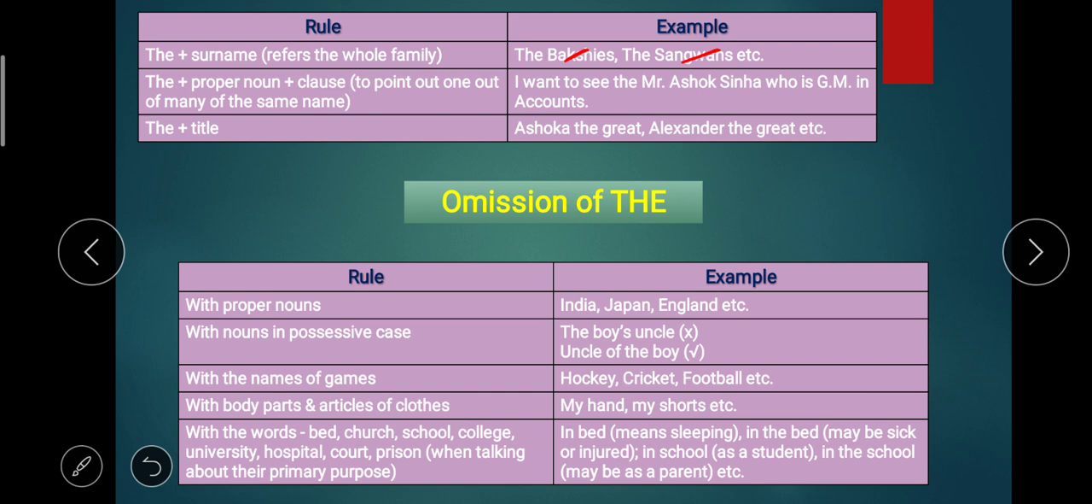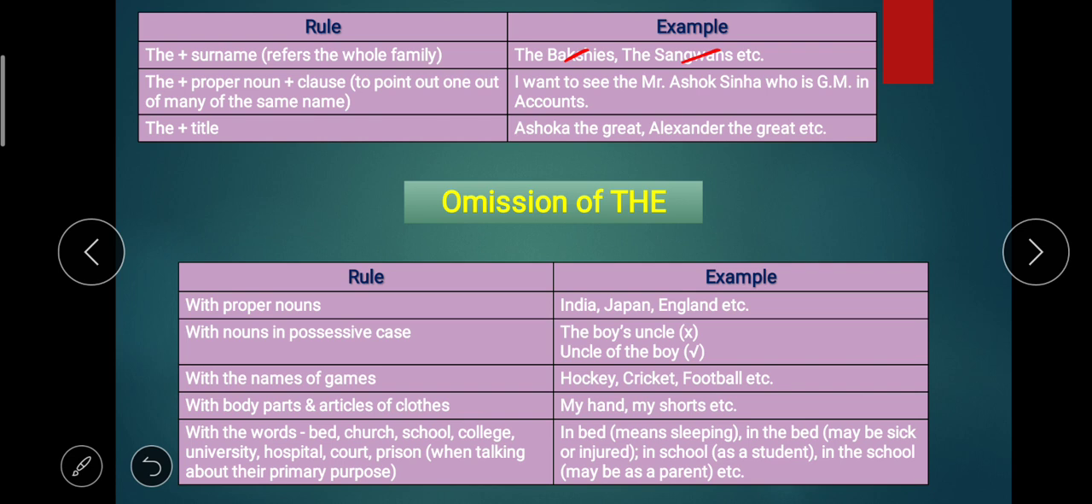Like I want to see the Mr. Ashok. There are so many people with the name Ashok, but Ashok Sinha, but which Ashok Sinha am I talking about? So this will be done with the help of the article. I want to see the Mr. Ashok Sinha who is GM in accounts, general manager in accounts. Maybe the company has many employees with the name Ashok Sinha, but I want to meet only the person who is GM in the account section. In such types of cases we use the before a proper noun too.